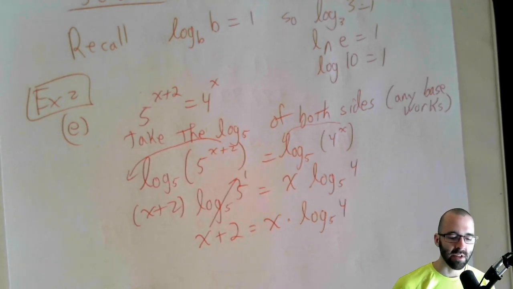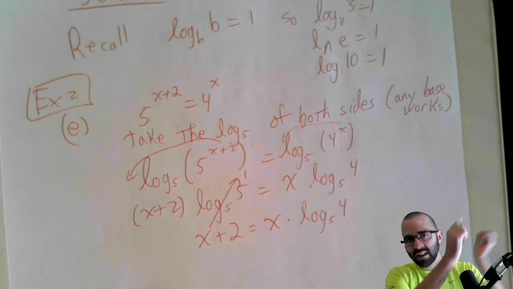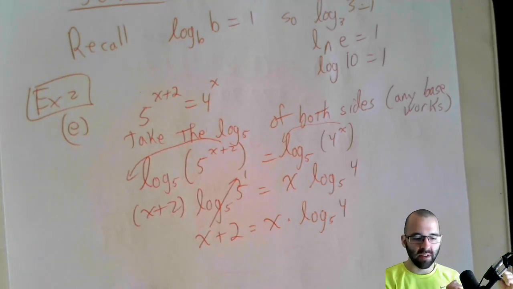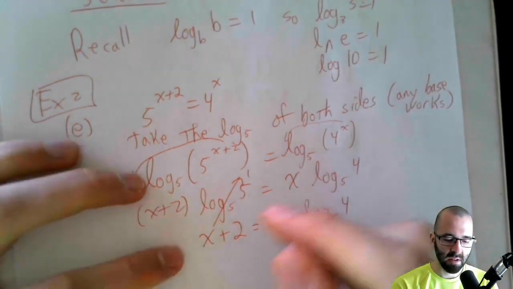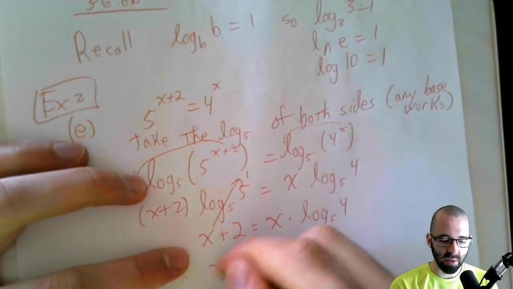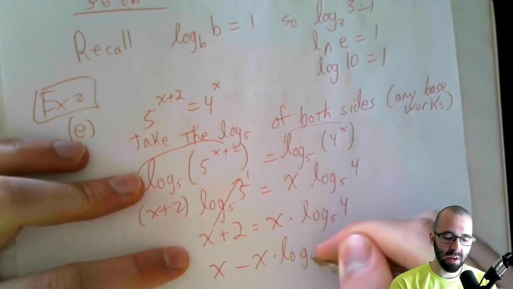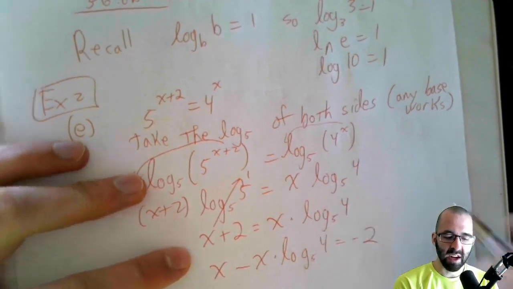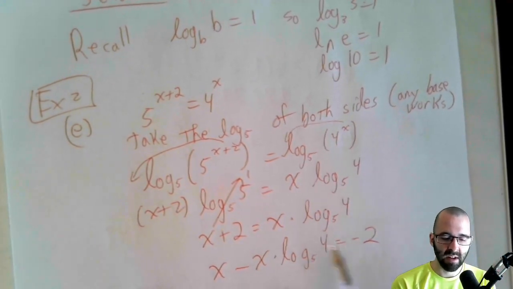So we just solve this. It's a linear equation, right? There's only numbers and x's. So we get all the x's on one side, all the numbers on the other. So these are combined, so we need to move this over. And we need to move the 2 over. So we're going to get x minus x times log base 5 of 4 equals -2. Now all the x's are on one side, all the numbers are on the other side.